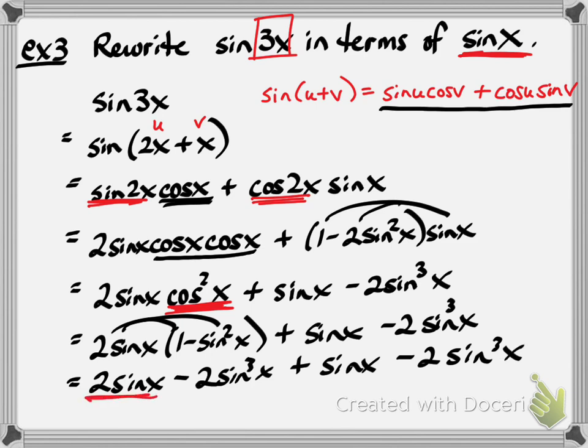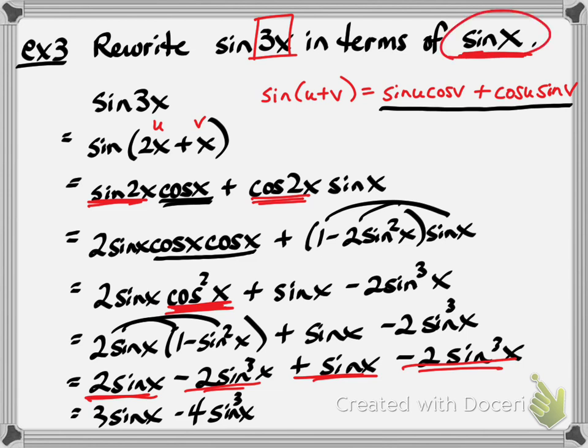Then these are like terms. So 2 of them plus 1 more is 3 of them. And then negative 2 of these and negative 2 more is negative 4 of them. And just to double check, what they wanted us to do is to leave it with sine x. And this is because this last term, that 4 sine to the third x, could be written in a different way as this. So our entire answer is in terms of sine to the first power, which is what they wanted.